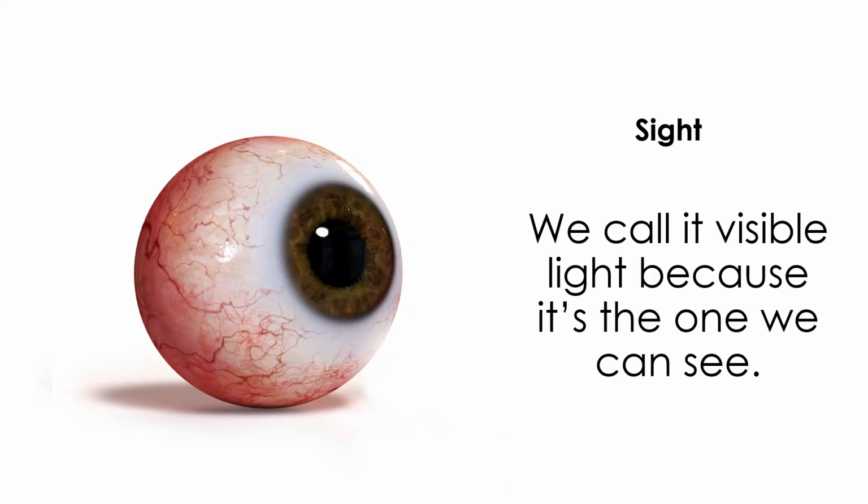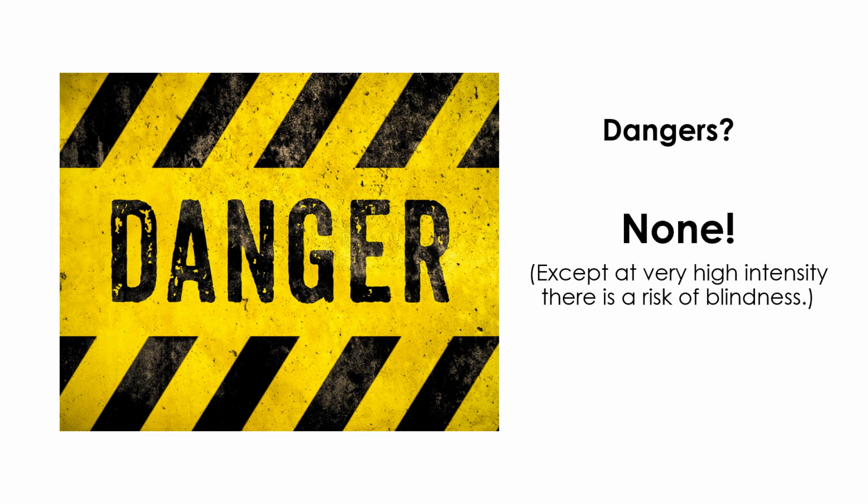And finally, the most important use, sight. The ability to see is based on visible light, at least for humans. So what are the dangers? Effectively, there's really no dangers of visible light except extreme high intensities. And that's a risk of blindness. So for instance, staring at the sun can cause you to go blind. So really, you can consider that there are no dangers to visible light, unless you're incredibly stupid.